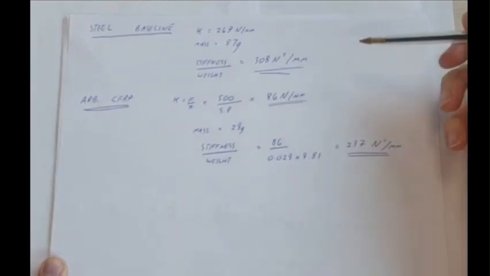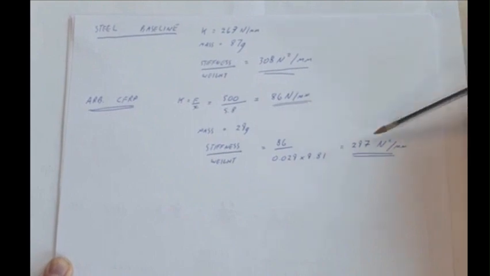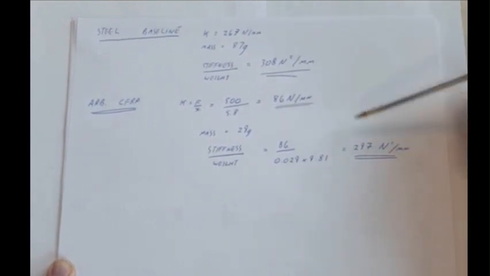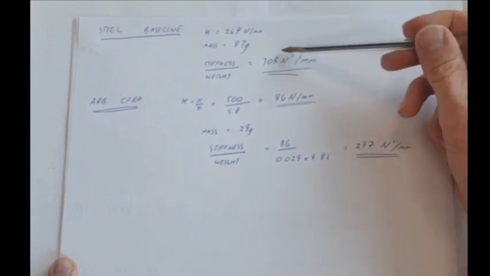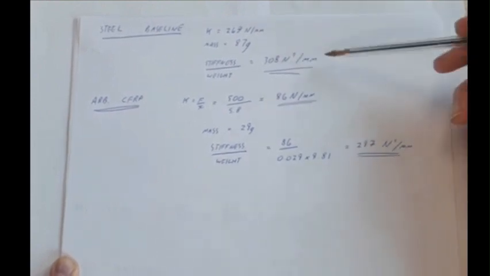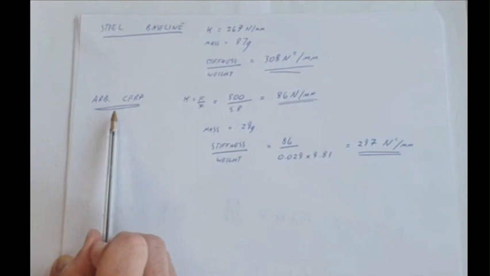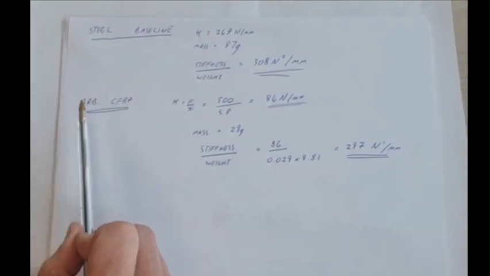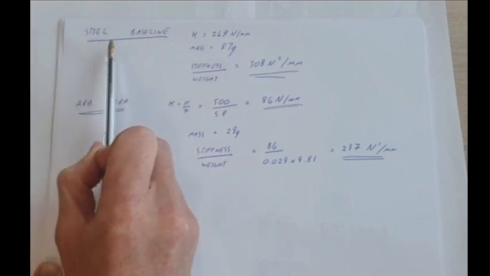Okay. Compare that to the stiffness to weight ratio of the steel structure. It's basically the same, 300 newtons squared per millimeter. The number is basically the same, 297, 308. So in terms of stiffness to weight ratio, having an arbitrarily laid up composite structure offers us no benefit compared to steel in this scenario.